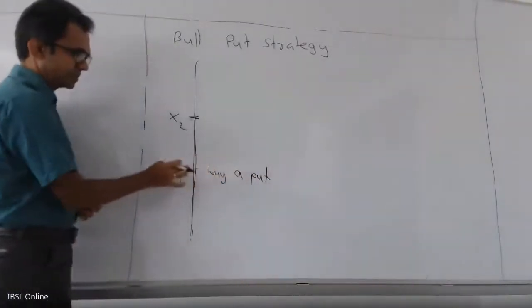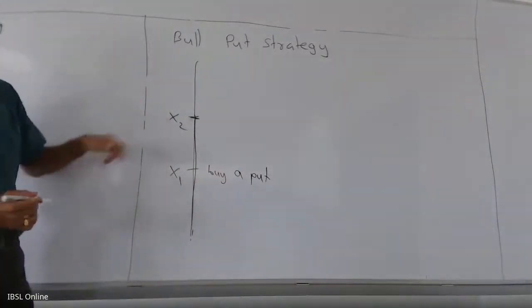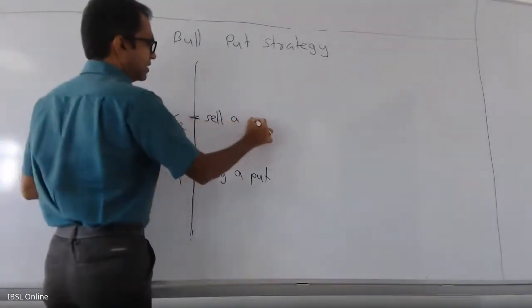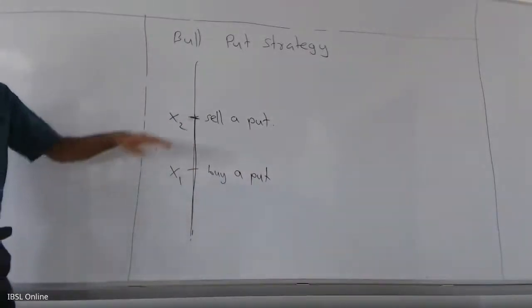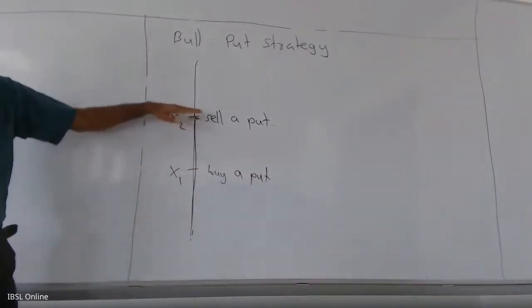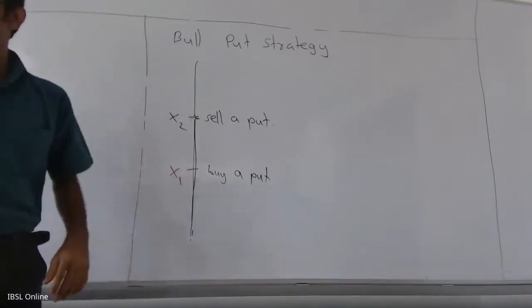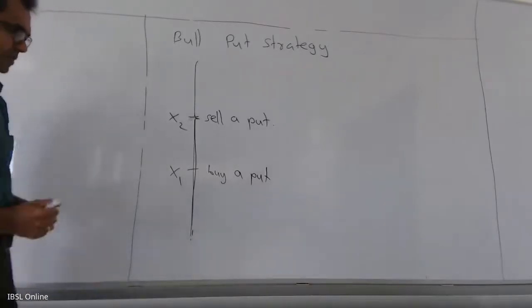You buy a put with a lower strike and sell a put with a high strike. You sell a put with a high strike. Meantime, you buy a put with a lower strike. Now, decide what the payoffs are.